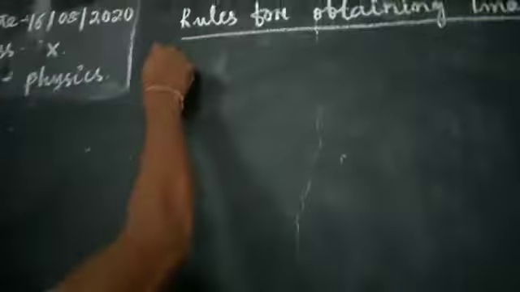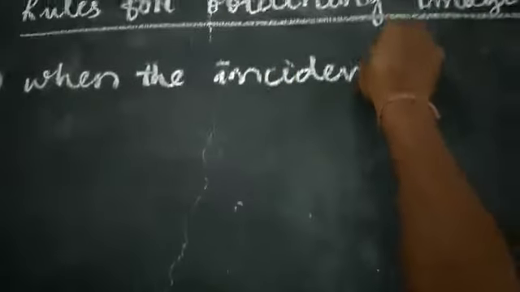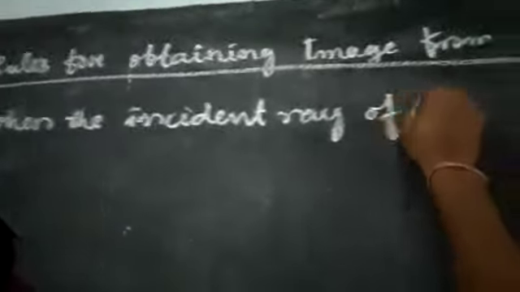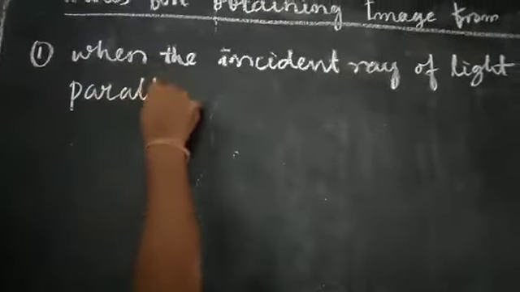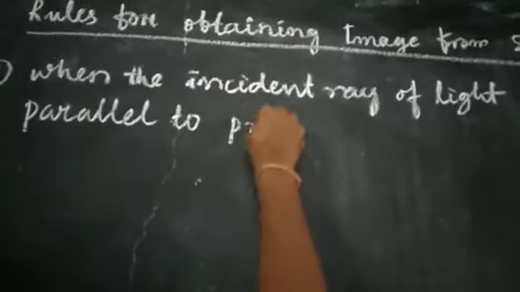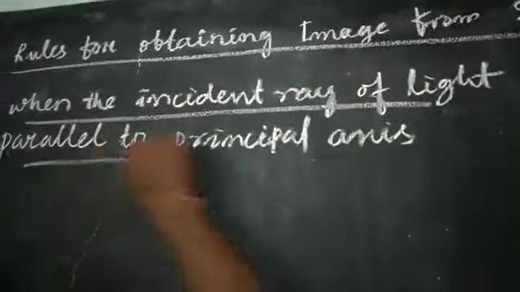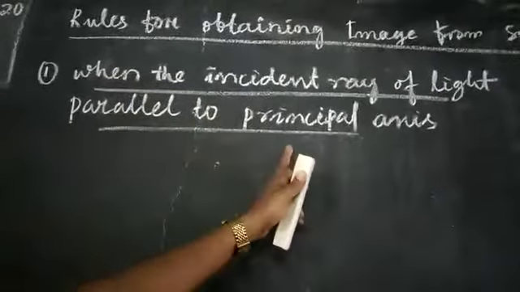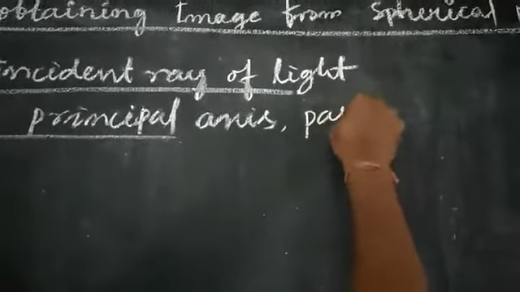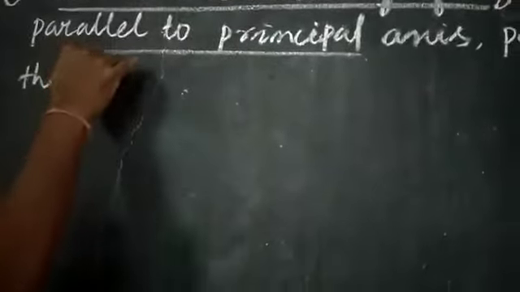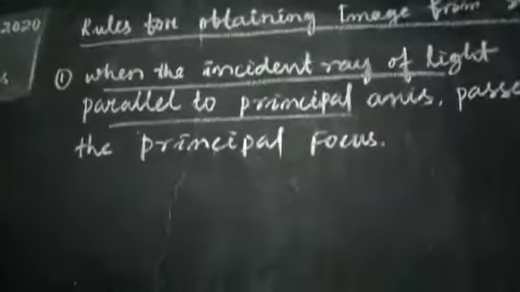So the first rule is: when the incident ray of light is parallel to the principal axis, it is reflected and passes through the principal focus. How? See here. That is the first rule.